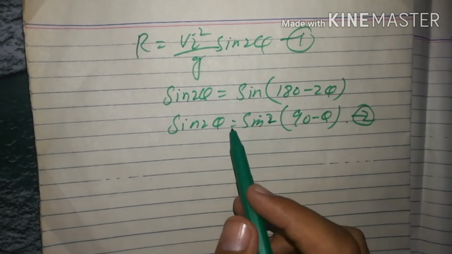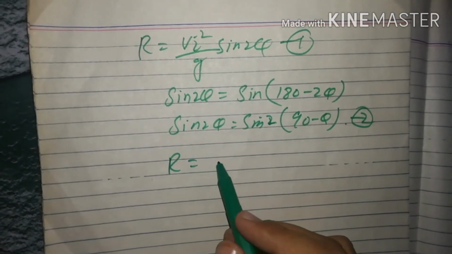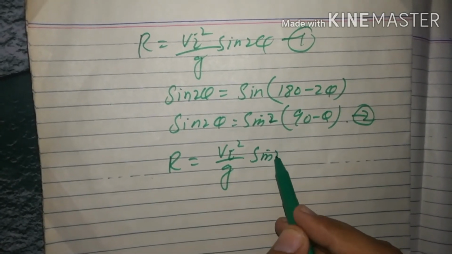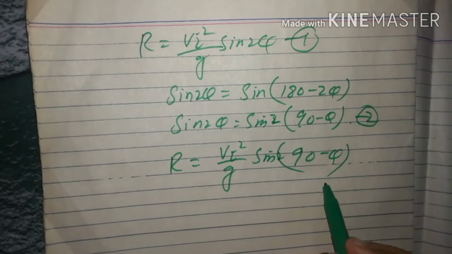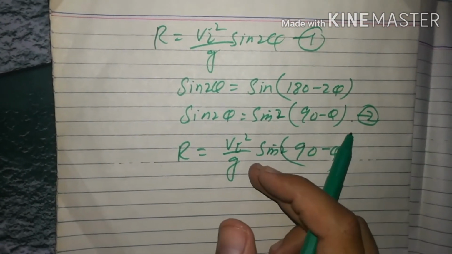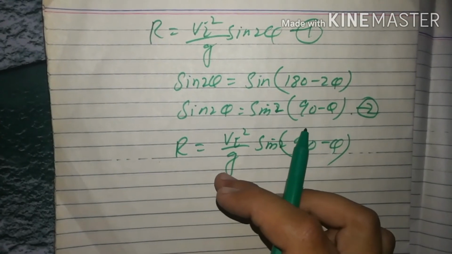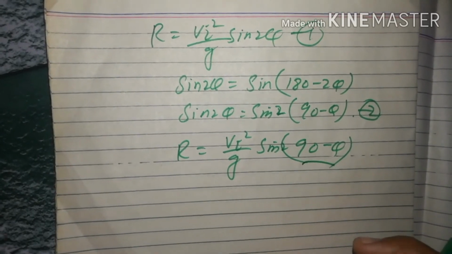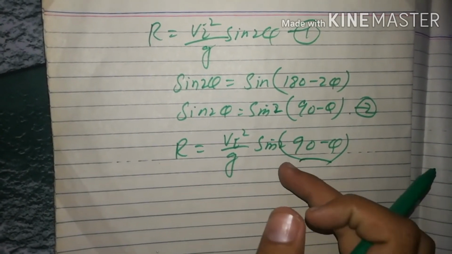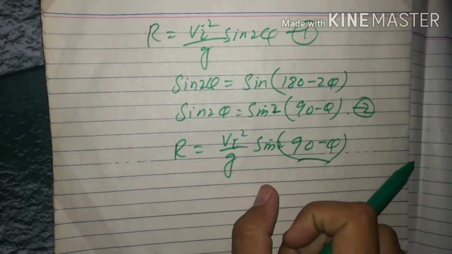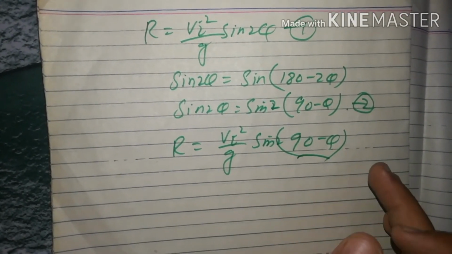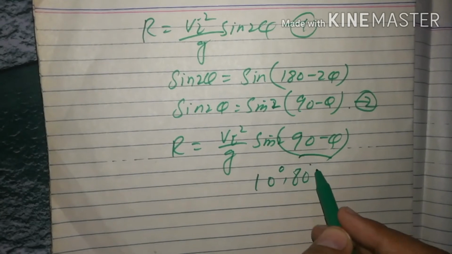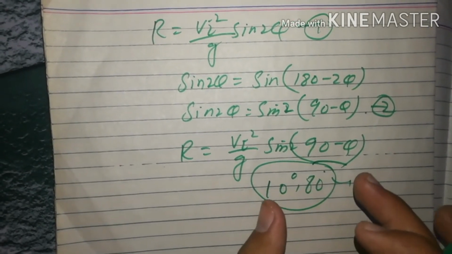Putting the value in equation 1, it will be equal to Vi square divided by g sin 2 into 90 minus theta. Okay, thus the horizontal range of a projectile for the projection angle theta is the same as for the projection angle 90 minus theta, because the angles theta and 90 minus theta are two mutually complementary angles. Therefore the horizontal range of the projectile at angles 10 and 80 will be equal. We will make it clear from the figure.